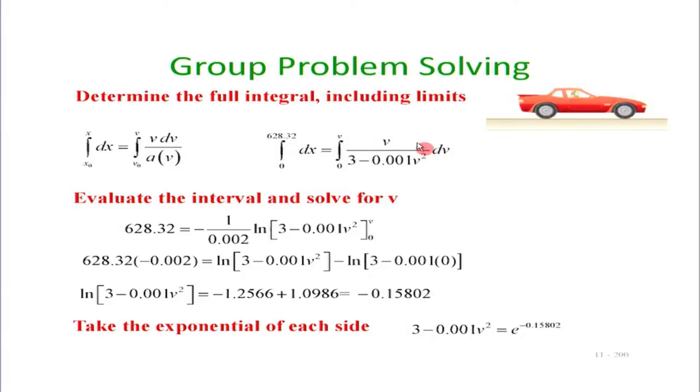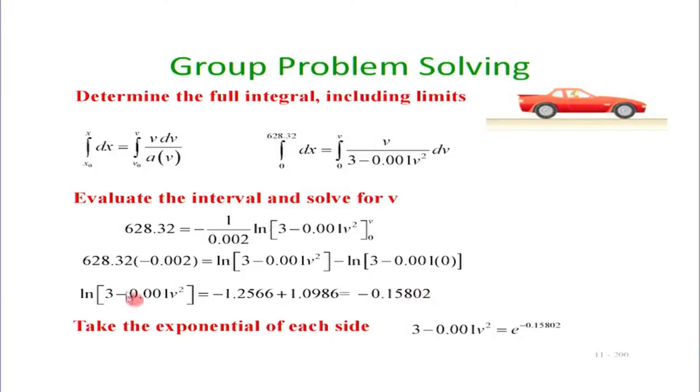So v dv will be equal to dx, and this just becomes the integral of dx by a minus bx, which is log of a minus bx, okay. Standard integral. We do this. What is x? It goes from x0, which is 0, to the final x, which is 628.32. Solve it, okay. We will get that this minus v square is equal to this value.